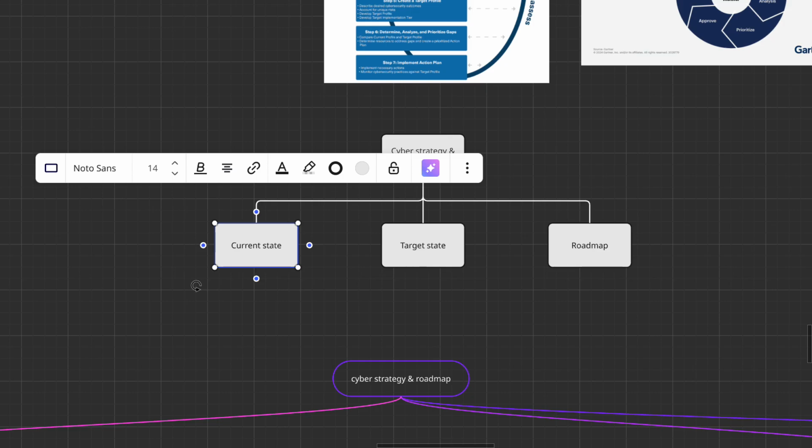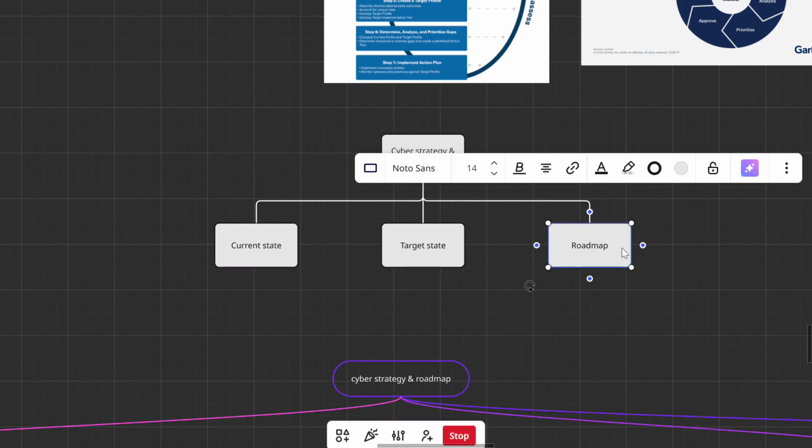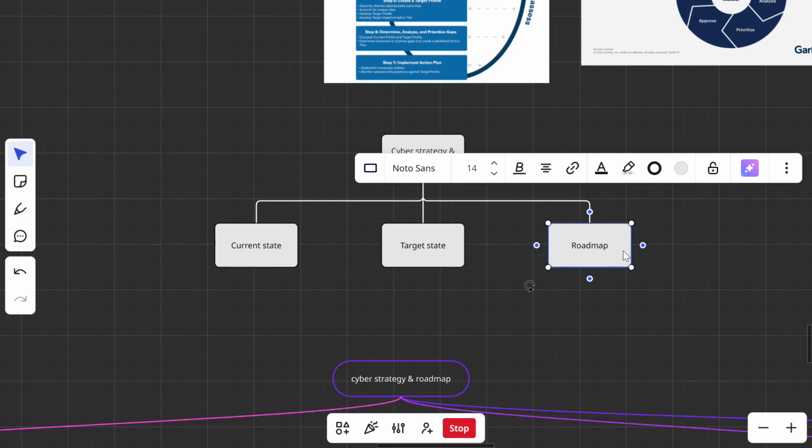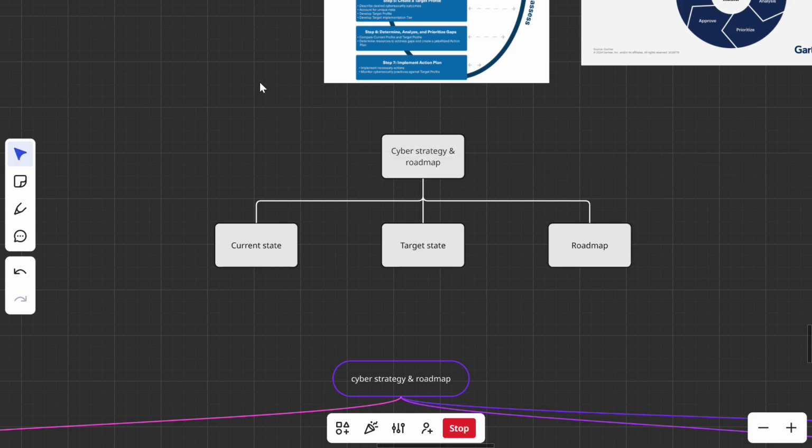Once you define the target state and the current state, then of course there is a gap, and the gap is then addressed with the roadmap. You're saying, all right, this is what we're going to do. This is the project. We will do this this time of the year to fill the gaps and achieve the target state. So that's the highest level of the process.